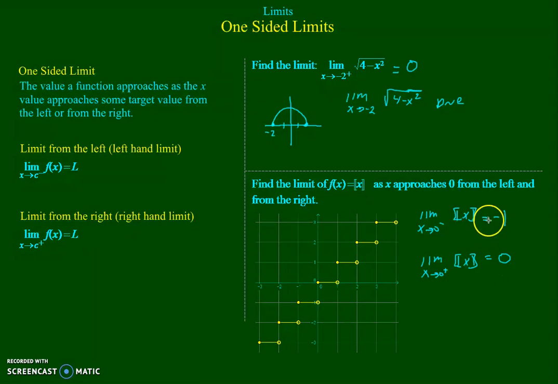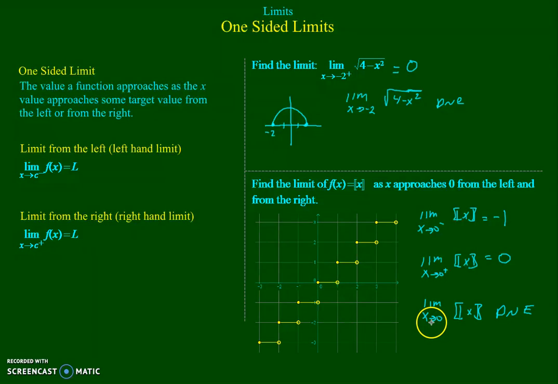And you can see this behavior is different from the left and the right. So the limit of this function at x equals 0, if we were to say the limit as x approaches 0 of the greatest integer function, does not exist. The limit doesn't exist because the behavior is different from the left and from the right.